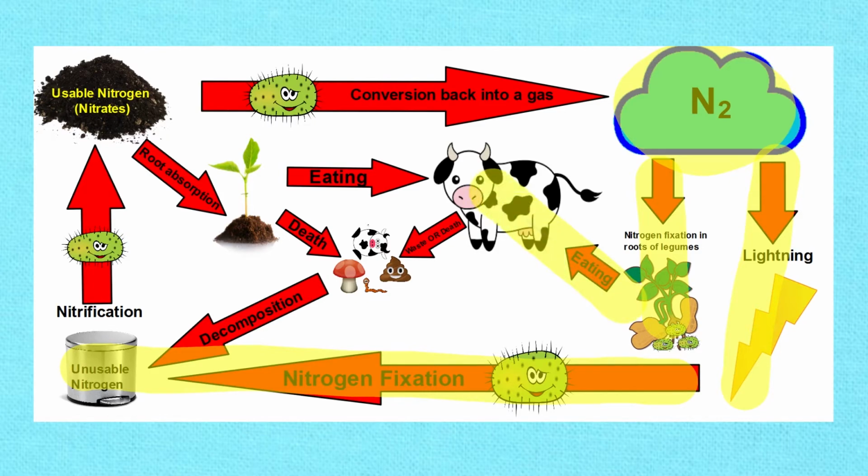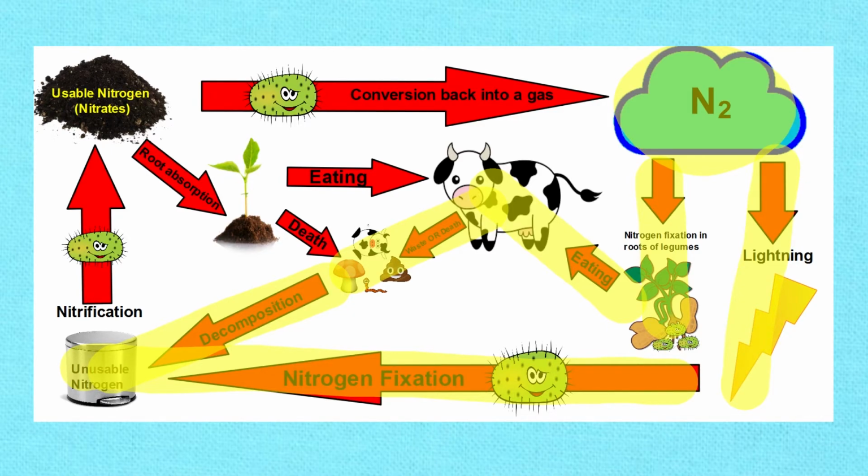If a plant gets eaten by the cow, it can do two things. The cow can basically use it to make his proteins, nucleic acids, and then eventually get rid of it in waste or death. Then our decomposers do the same thing. So now we're back into this little trash can, the bottom left. It's called unusable nitrogen. This is ammonia.